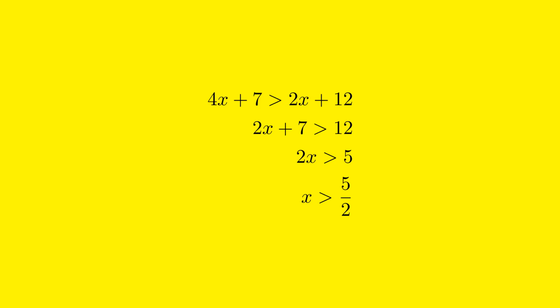Finally, we want to isolate x by itself. To do this, divide both sides of the inequality by 2. This simplifies the inequality to x is greater than 5 divided by 2. When we do the calculation, we find that 5 divided by 2 equals 2.5. As a result, our inequality simplifies down to x is greater than 2.5. Therefore, the solution to our given inequality, 4x plus 7 is greater than 2x plus 12, is indeed x is greater than 2.5. Thus, the correct answer is x is greater than 2.5.